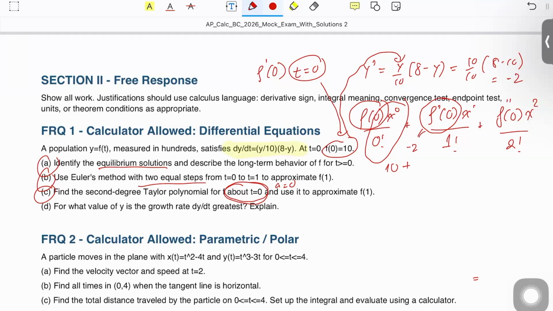What you could be confused about is that this is about y, not about x. So don't plug in 0 here. Don't plug in 0 here. But when t equals 0, f is 10.